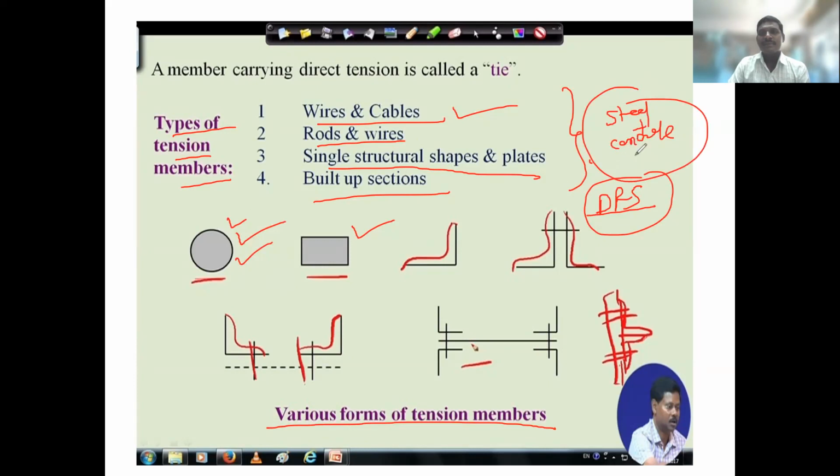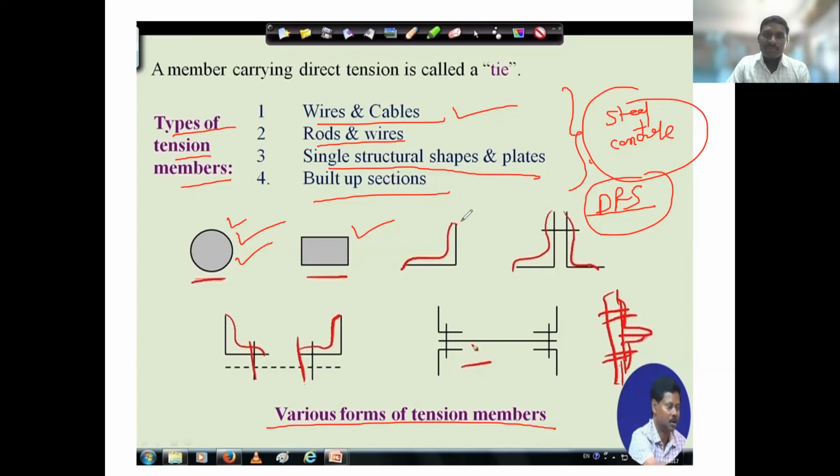Steel takes tension and concrete takes compression. So for taking the tensile load, we are providing the rod in the concrete, and the concrete is taking the compression load. So in this way, we can use the steel square rod also. Somewhere we are using the square rod also.